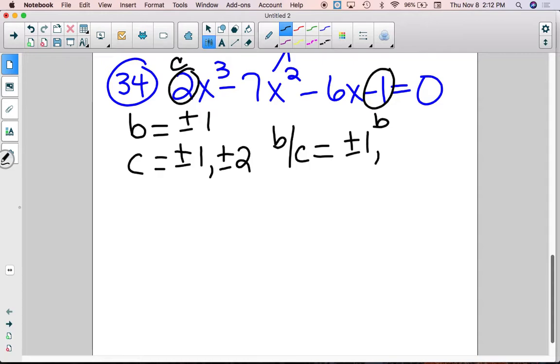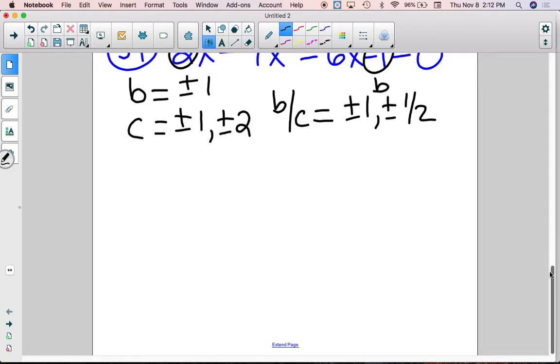Plus or minus 1, plus or minus 1 half. So there's only 4 possibilities there. Nice. So let's split it up. Who wants to try 1? I can call on people.